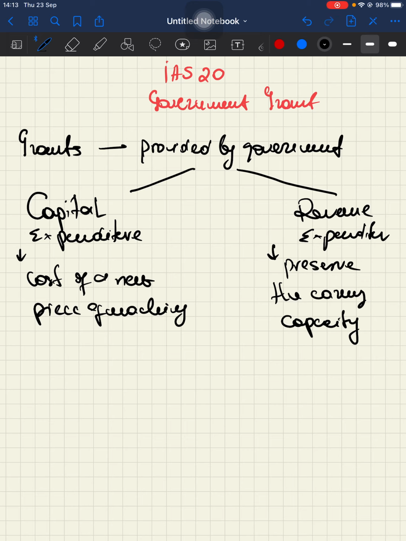So let's start. First of all, we should mention that government grants are ruled under the IAS 20 standard, and we know that grants are the resources provided by the government for the entities for different kind of purposes. And please also note that if any of the funds are provided free of charge, then this kind of treatment is not governed under the IAS 20.